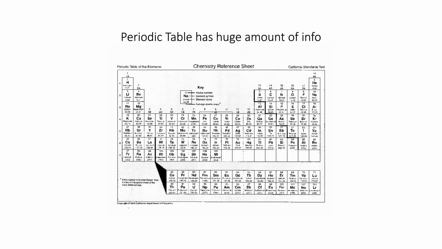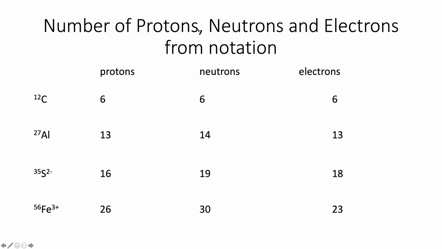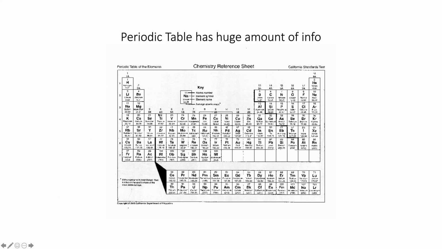Now, from here, if you have a periodic table handy, we can determine the number of protons, neutrons, and electrons from this notation. If we back up, how do we know carbon has, we'll do the protons first: carbon, aluminum, sulfur, and iron. If you look, carbon has 6 protons. Aluminum is 13. Sulfur is right here, 16. Iron is right here, that's 26.